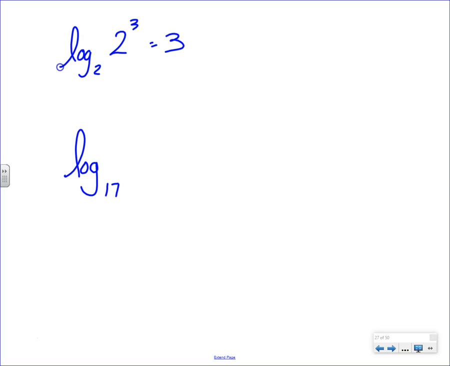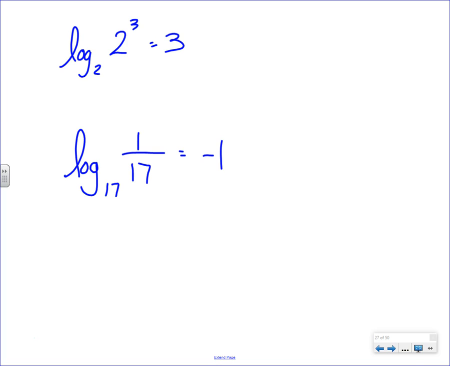the following? Don't write it down. Let's just practice. Ready? Log base 2 of 2 cubed. What's that? 3. Good. What would be log base 17 of 1 over 17? Negative 1. Why? 17 to the negative 1, log base 17 of 17 is the power.